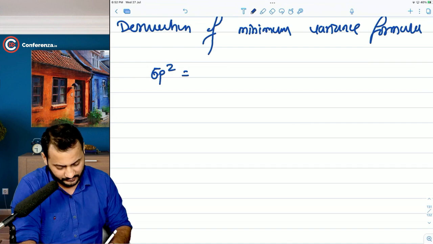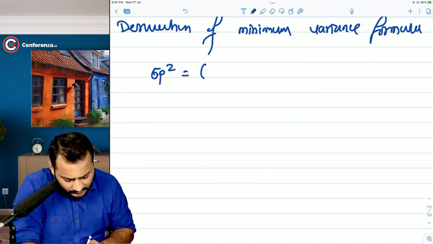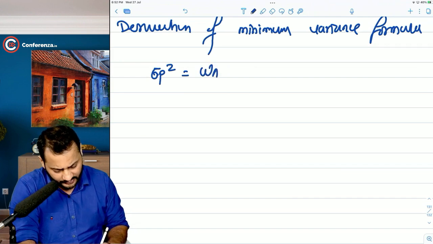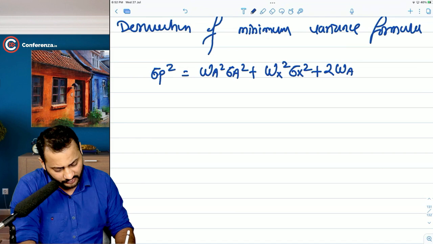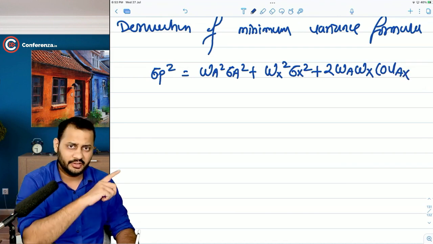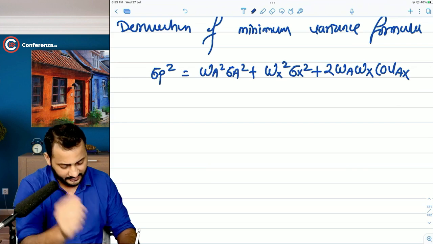What was that? It's very simple, sir. Weight of A square, standard deviation of A square, plus weight of X square, standard deviation of X square, plus 2 into weight of A, weight of X, covariance of AX. Can I take covariance of AX in place of that correlation, standard deviation and standard deviation? Yes, sir, we can do that.